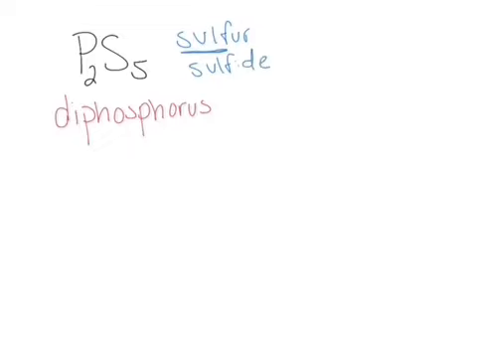Now notice this one also has a subscript here. This subscript indicates that there are 5 atoms associated with this particular compound. So then we need to use the Greek prefix in order to indicate how many there are. So then we write that the second part of the compound would be pentasulfide. Penta being the Greek prefix indicating that there are 5.